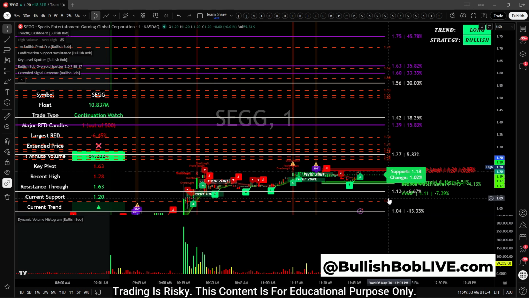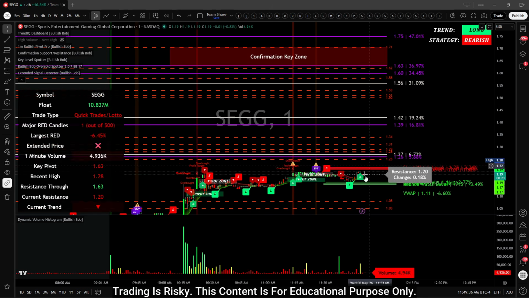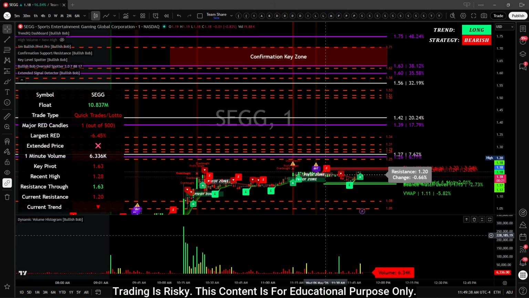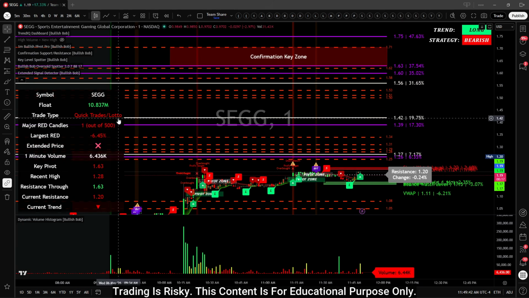Momentum, that's what we trade every single day live. This is something that I'm going over. And you can see the key zone up here, 163. So until we get up here, it doesn't matter how much volume we have. We are expecting choppy price action. So this is a quick trade or lotto trade until we get above that level. So this is not high quality at this time.